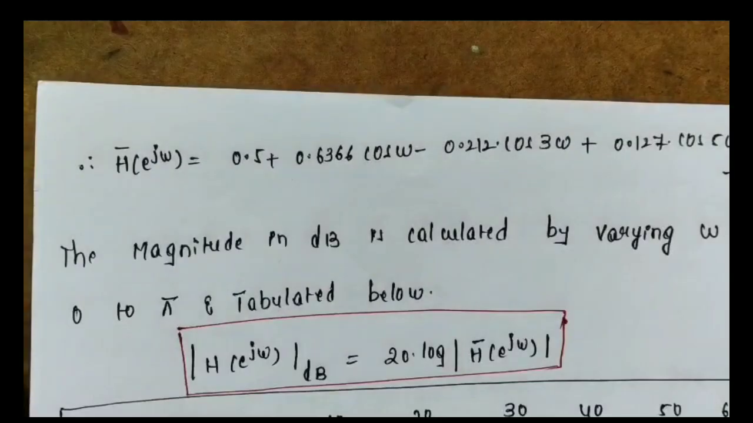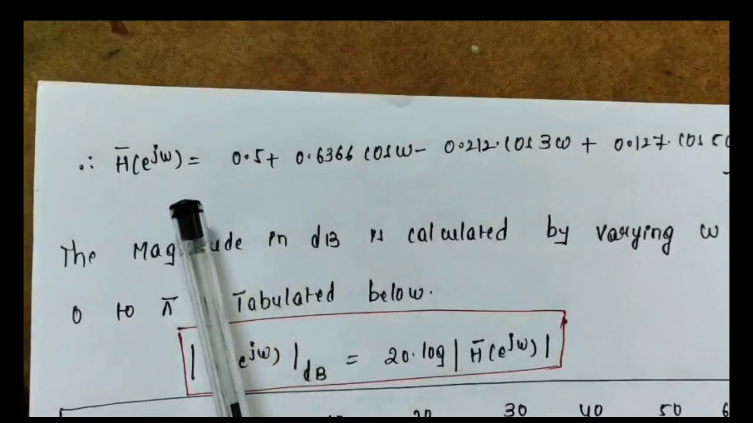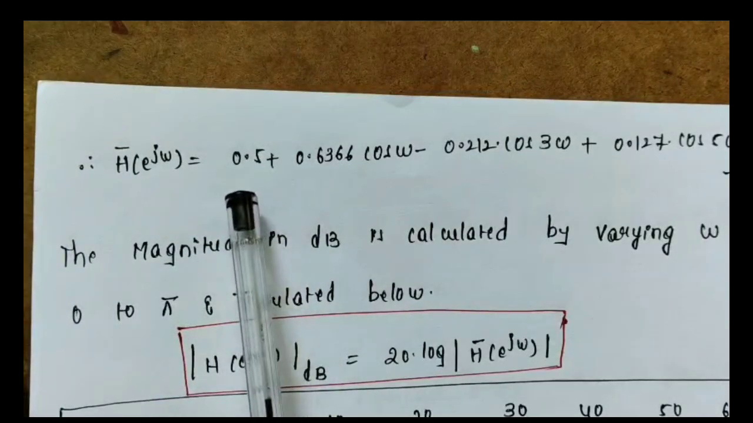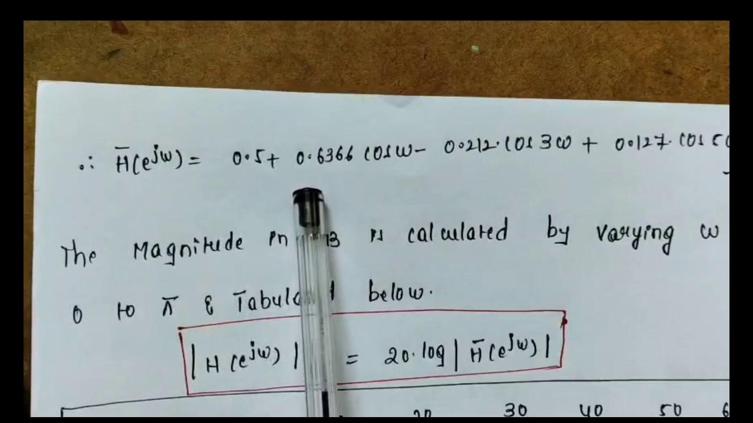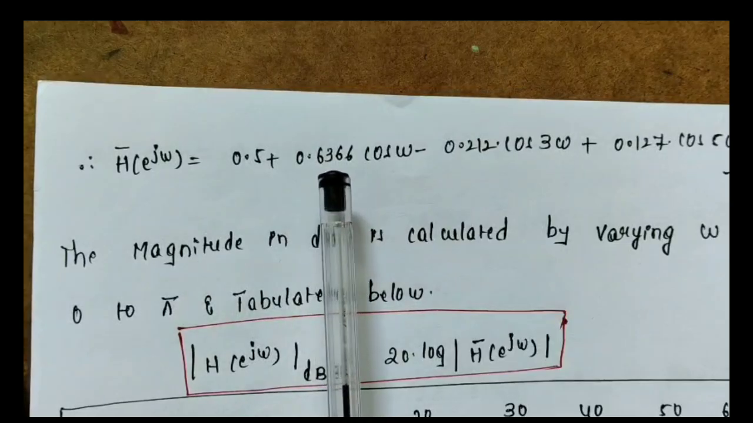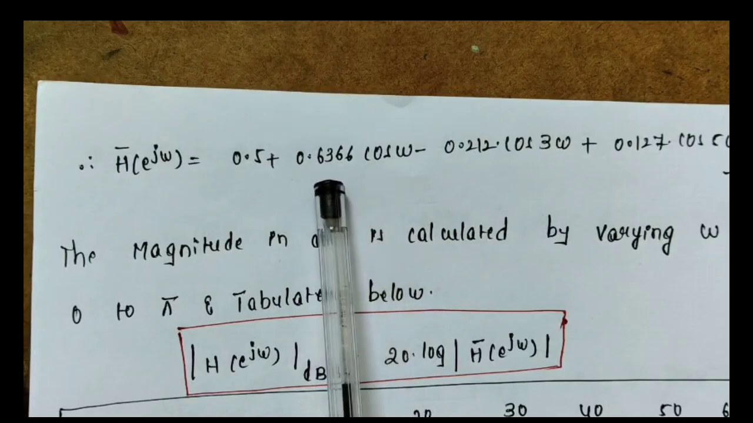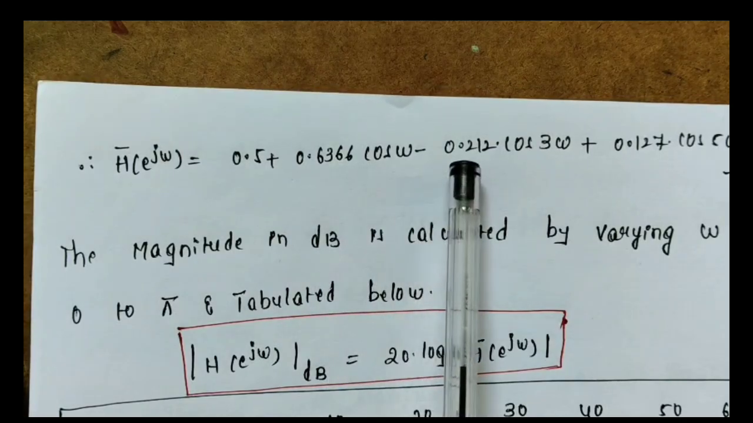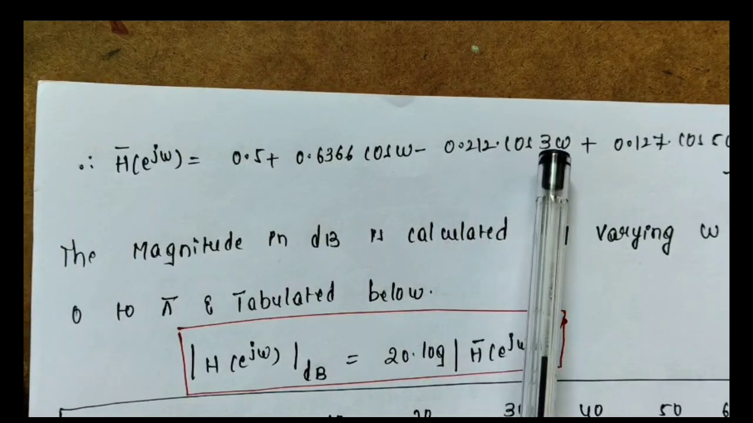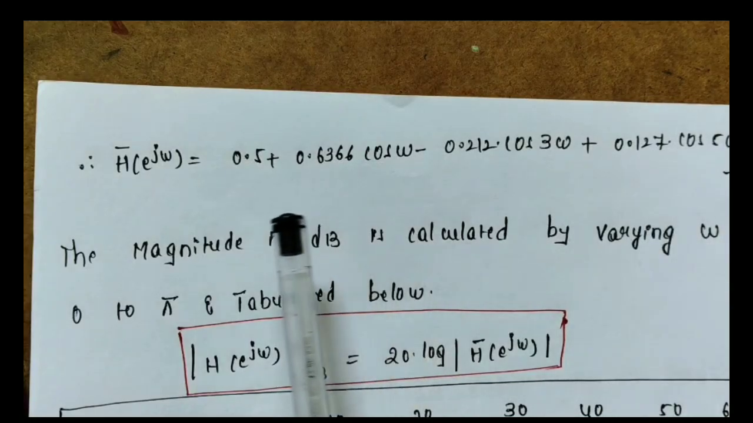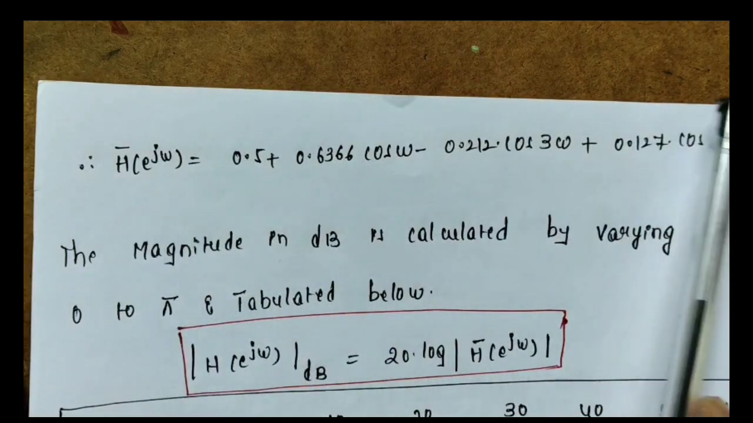Like that, if you substitute, you will get h of e power j omega is equal to a0 means 0.5 plus a1 means 0.63666 into cos omega minus 0.212 into cos 3 omega plus 0.127 into cos 5 omega. This is the frequency response equation.